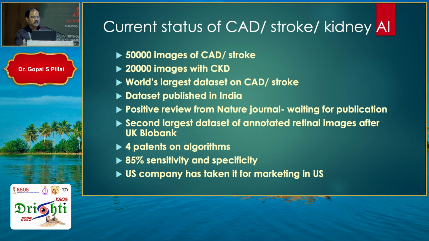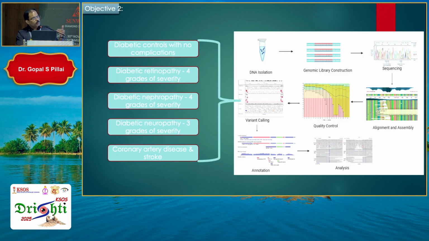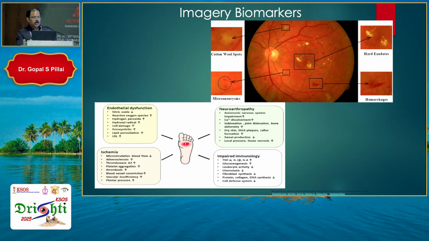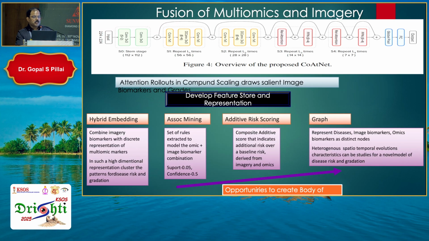Already a US company has taken it for marketing in the US for predicting coronary artery disease risk and stroke. So we are moving further into genomics, proteomics, and integrating that with the imaging biomarkers. This is fusion of multiomics and imagery which we are looking at with 4 different techniques. And once we have this, we have the morphological variants which would come through imaging biomarkers, and the biological variants which would come through proteomics and genomics.